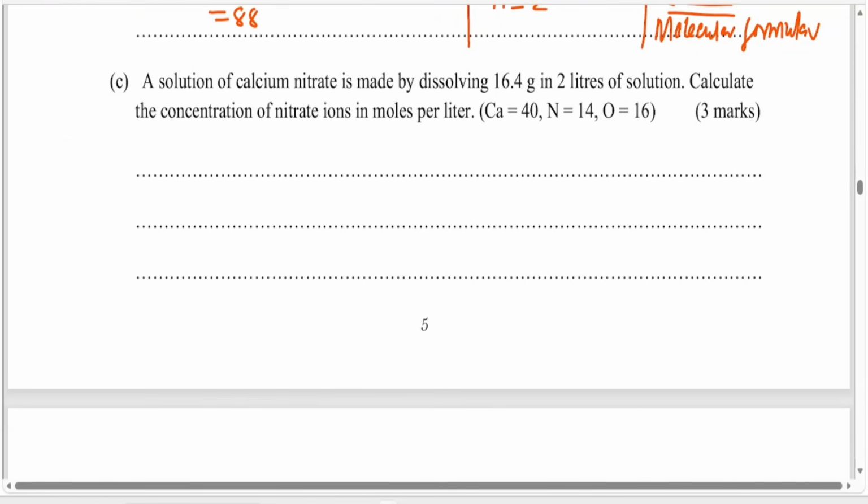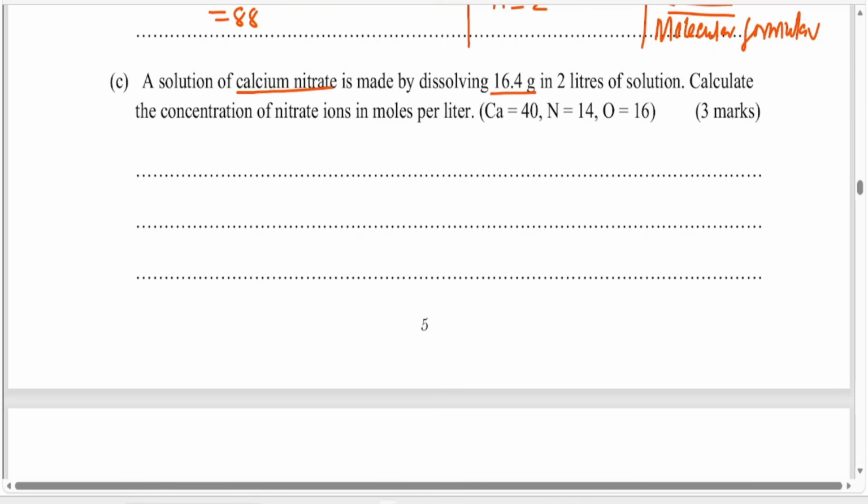Moving to part C of this question. A solution of calcium nitrate is made by dissolving 16.4 grams in 2 liters of solution. Calculate the concentration of nitrate ions in moles per liter. Given that the relative atomic masses of calcium is 40, nitrogen is 14, oxygen is 16. In this kind of question, because we are given the mass of calcium nitrate that was dissolved in 2 liters, we can determine the molarity of this given solution, that the mass was equivalent to 16.4.